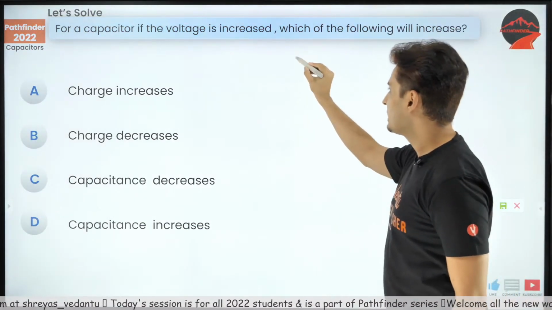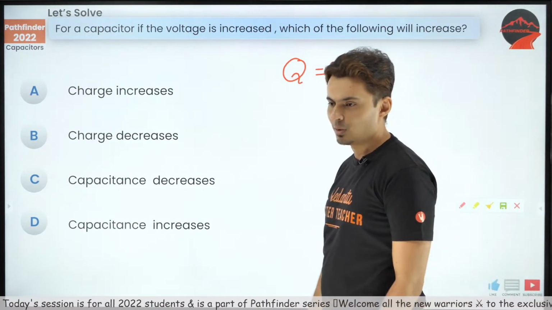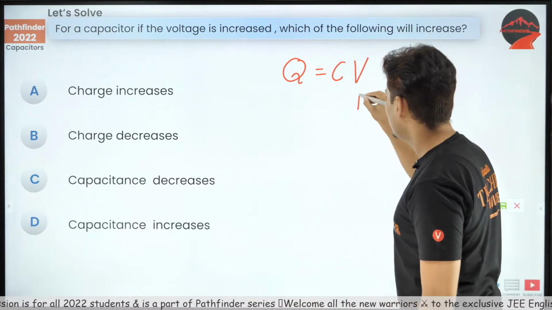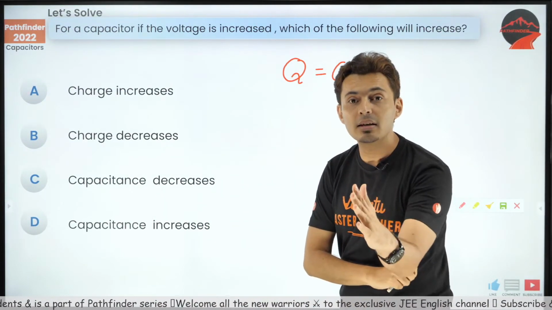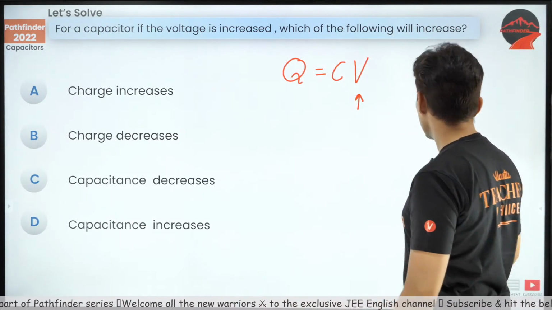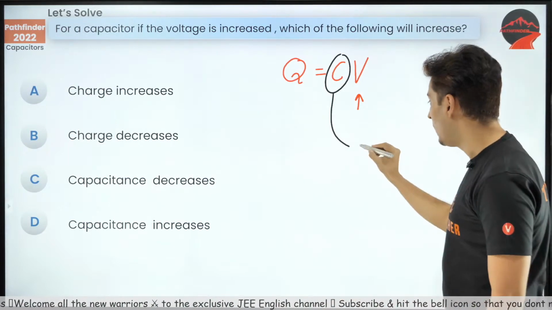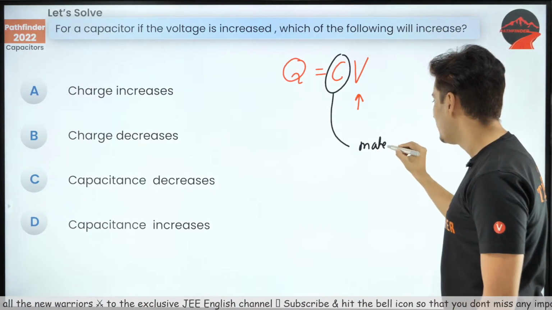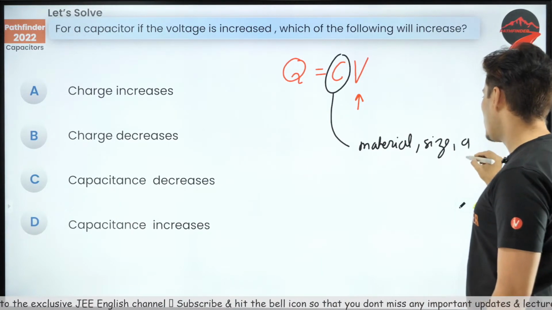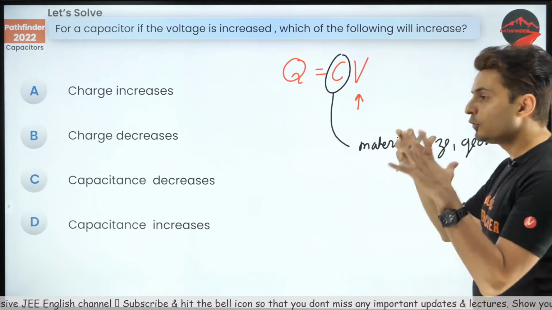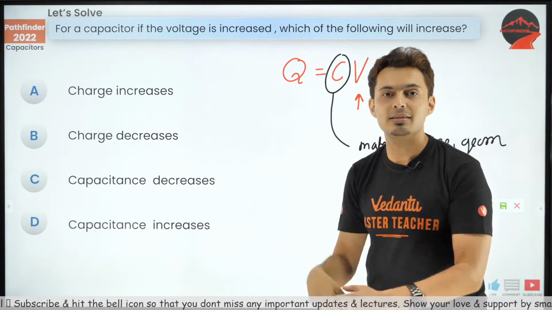Well, guys, use this formula. Q is equal to CV. Just use this formula. Q is equal to CV. If voltage increases, what will happen to the capacitance? Nothing. Why? Because this guy does not depend on V and Q. It depends on the material, it depends on the size and the geometry. So, for a given capacitor, when you increase the voltage, the capacitance does not increase.